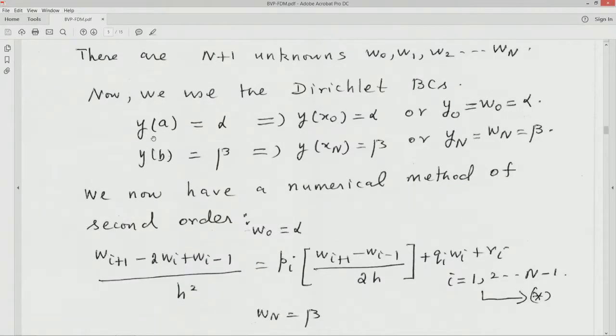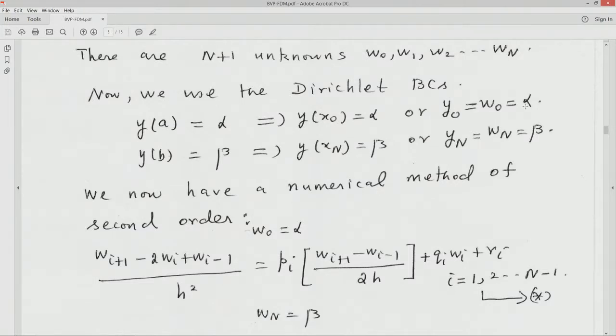So, this is the time that we make use of these boundary conditions. Let us see what it gives us. So, we use the Dirichlet boundary conditions. The first condition is the unknown y is specified at one end point, namely the left end point a. What is it? y of a is alpha, and a is our x naught. So, y of x naught is alpha. y of x naught is denoted by y naught. So, y naught is alpha.